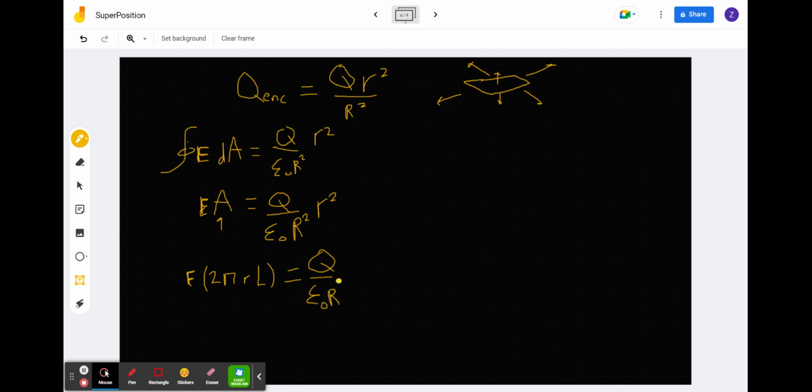So this gives us an answer of Q by 2 pi epsilon naught L R squared times r.